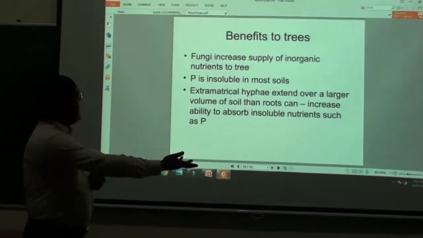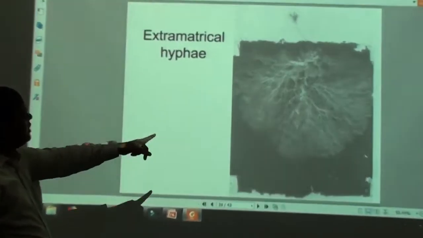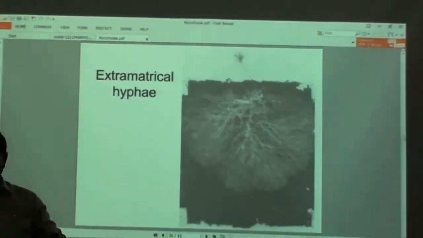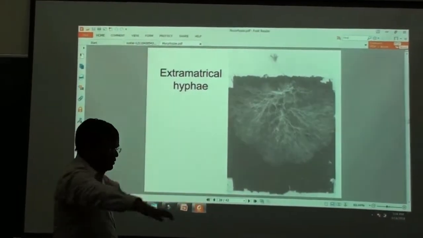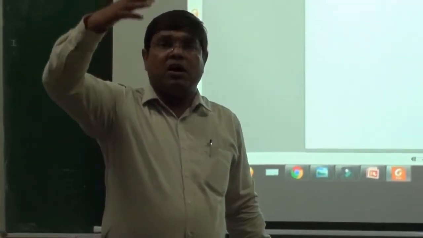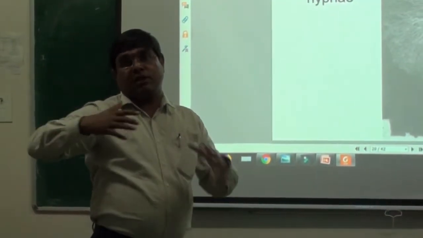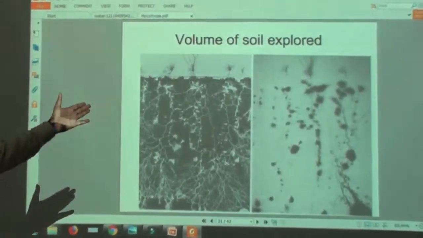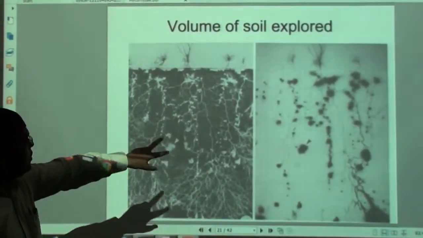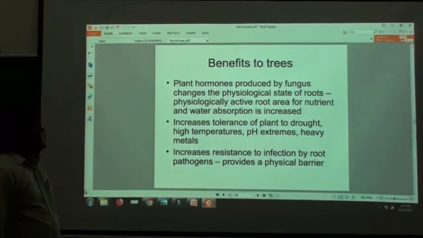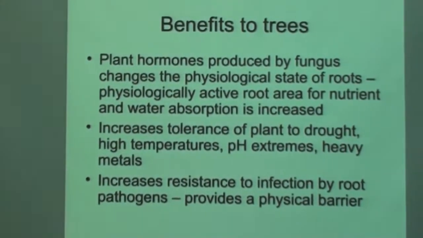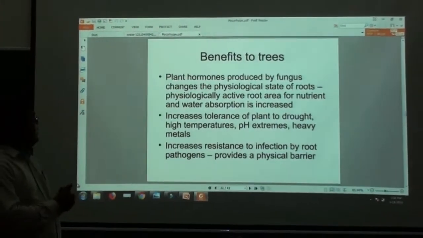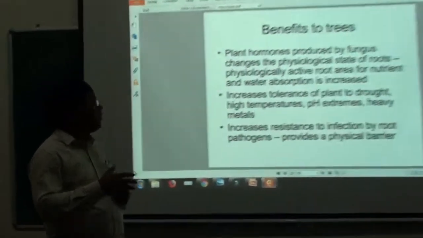Capacity to the plant. And there is extra material, as you can see. About 6 kilometers of length, this type of root will be spreading in the soil. And there is one more soil to explore here. You can see these two pictures and how they can be differentiated with the mycorrhizal association. Basically, in the trees, plant hormones will be produced by the fungi, and that can change the physiology of the root. If the physiology becomes active in the root area, nutrient and water absorption will be increased.